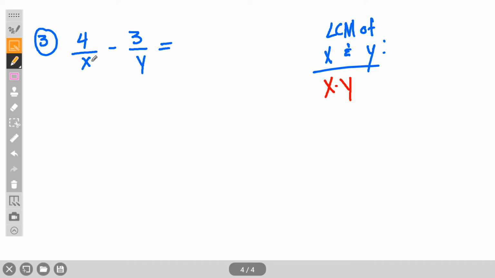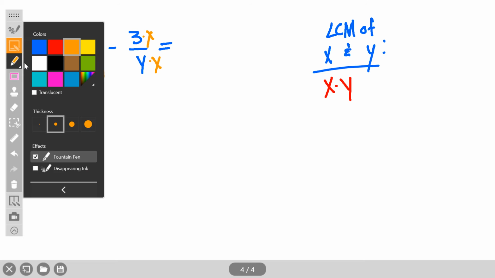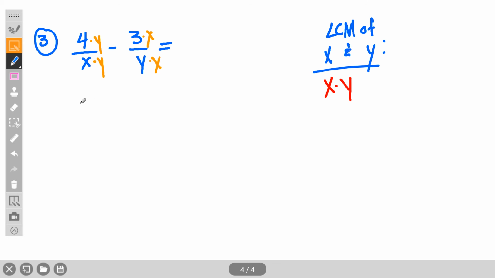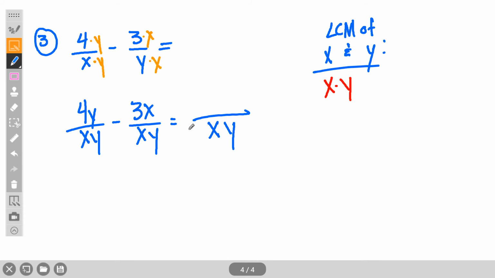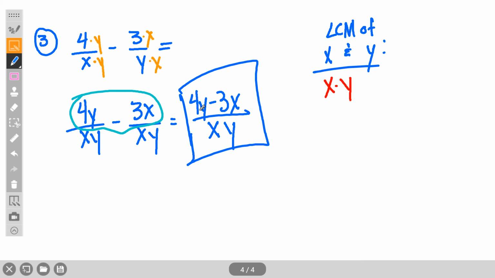So I need to make that LCM for both of these. What does the first fraction already have? It already has the x. What it's missing is the y. The second fraction already has the y. What it's missing is the x. So what we end up with is 4y over xy minus 3x over xy. Both denominators are now the same, so my answer will be over xy. I can just do the operation in the numerator. So 4y minus 3x. These are not like terms, so they cannot be combined. I'm just going to leave them separate.